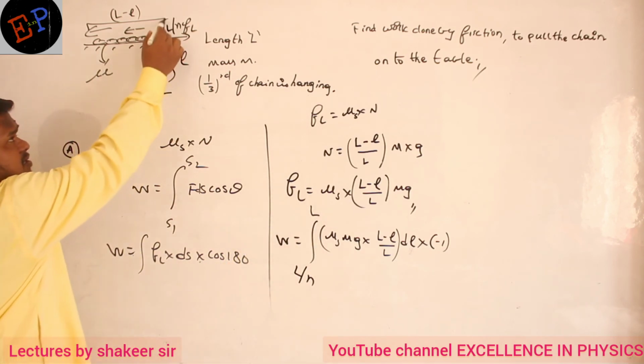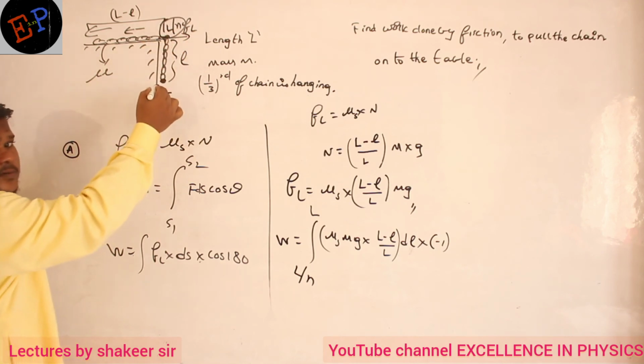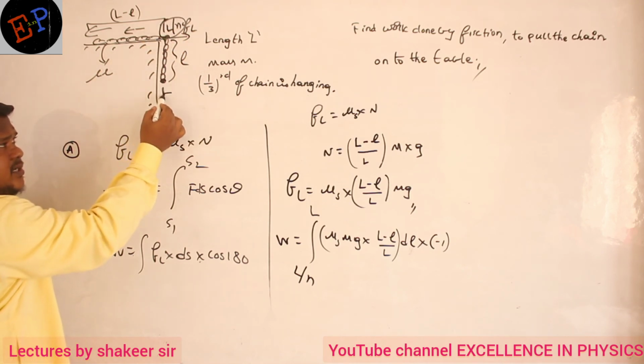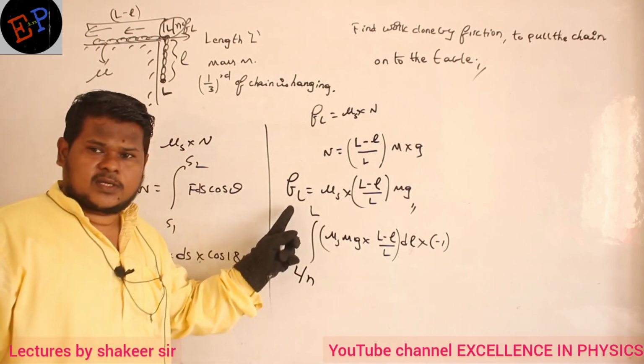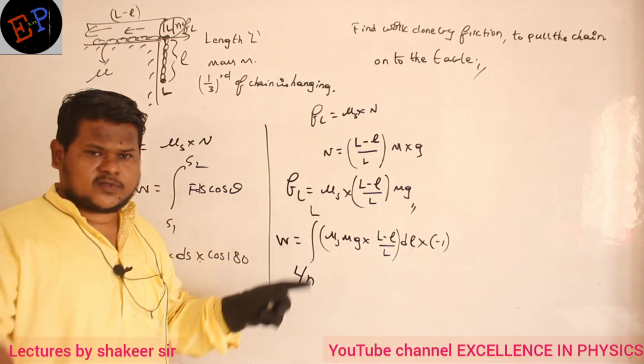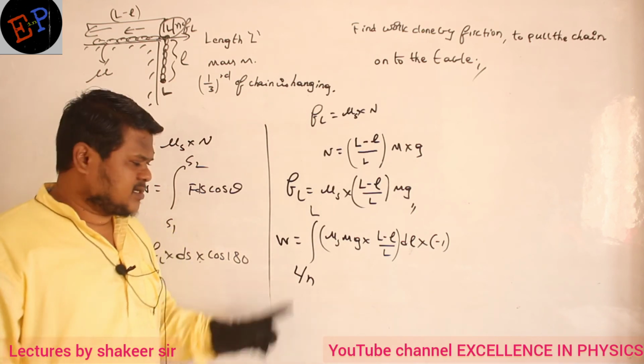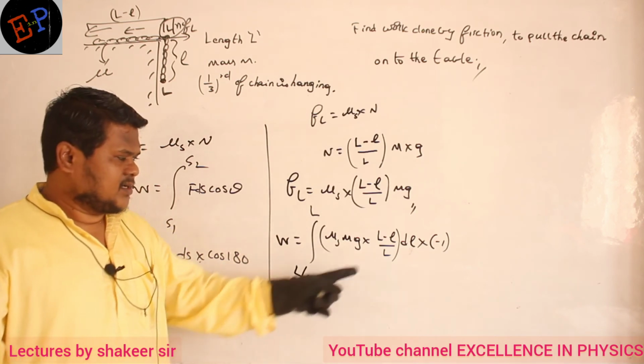I will start from L by N, since L by N part is hanging. And I should end at L. So the limits of integration are L by N to L. From here to here I have to pull the chain onto the table. Friction is acting up to this much length only. Okay. Now do the calculation.